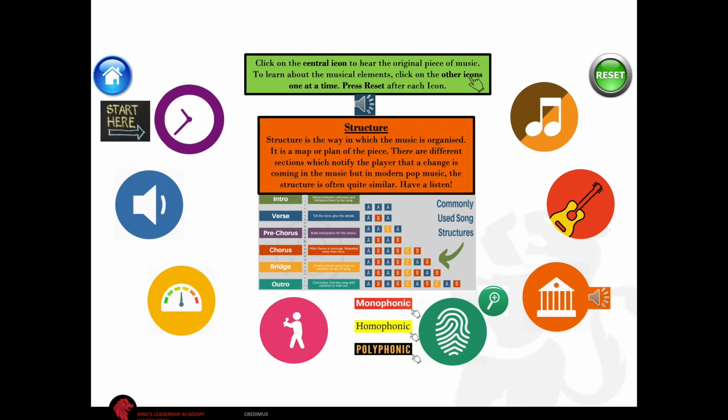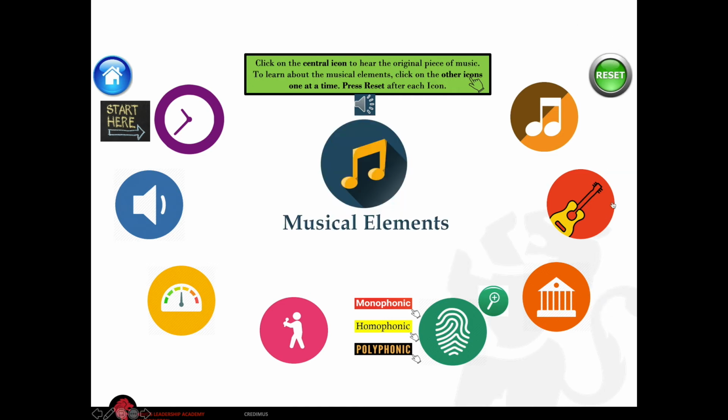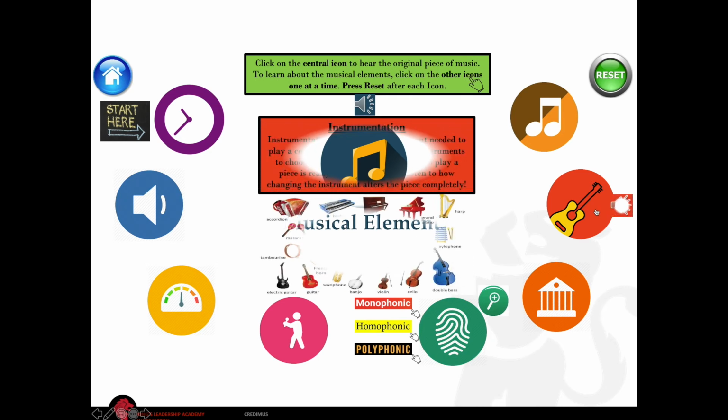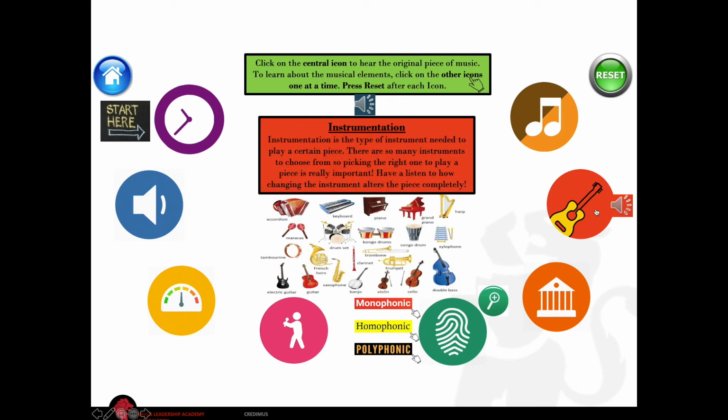And what we heard in that piece of music then is I've changed the order of the short little melodies and repeated some and swapped them around and changed the structure, the plan of my music. The picture of the guitar represents the instrumentation, what instrument is being used.